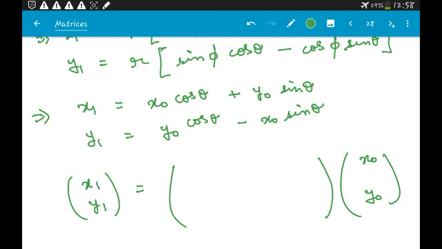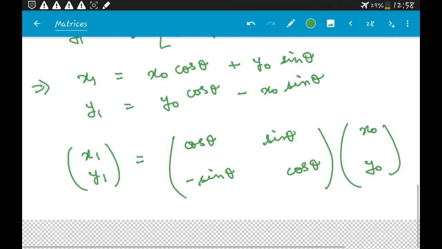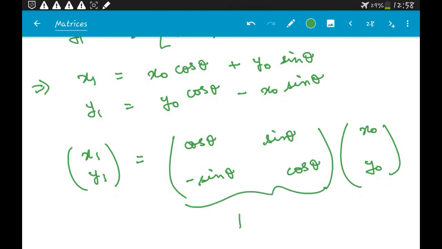So this is cos theta, sine theta, then you have minus sine theta, and this one is cos theta. So this is your rotation matrix.